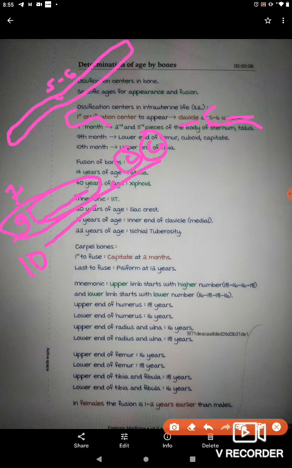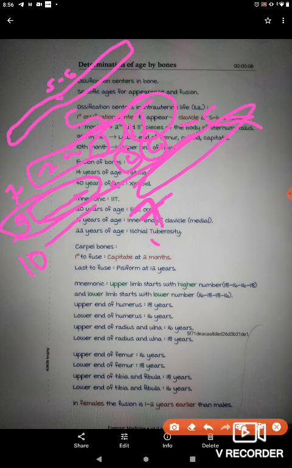At the 7th month, the second and third pieces of the body of the sternum and the talus appear. So, the ossification centers occurring in the intrauterine life are: at the clavicle at the 5th to 6th week; at the 7th month, the second and third pieces of the sternum along with the talus; and in the 9th and 10th month, the lower end of the femur, upper end of the tibia, cuboid, and capitate.